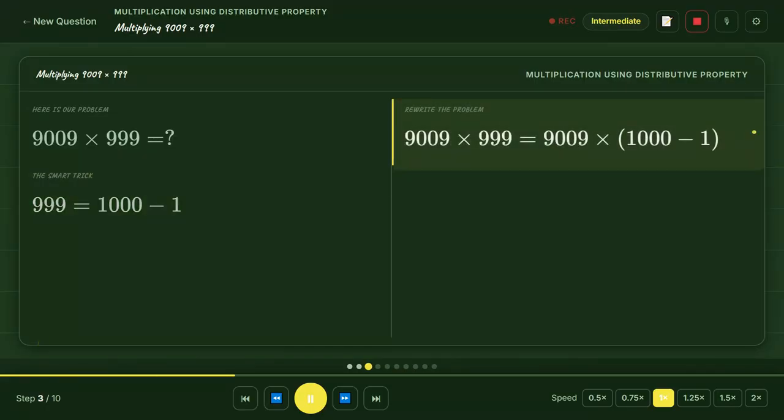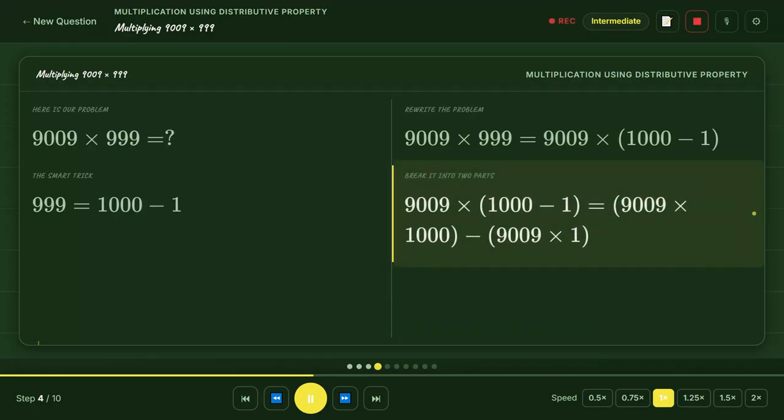Now we swap 999 with 1000 take away 1. This means we do 9009 times 1000, and then take away 9009 times 1. 2 easy steps. We give 9009 to both numbers inside the bracket. So we get 9009 times 1000, take away 9009 times 1.